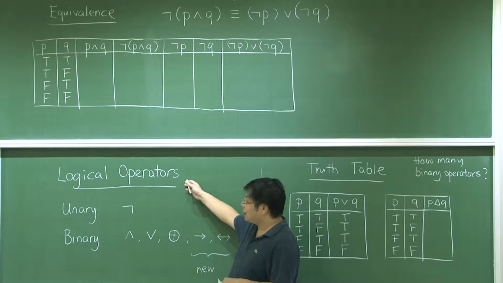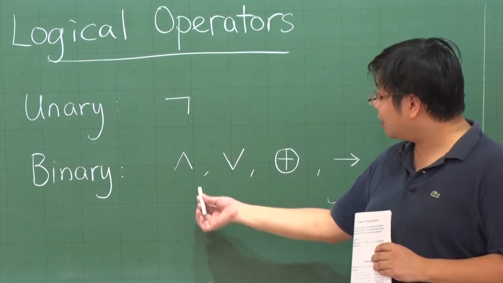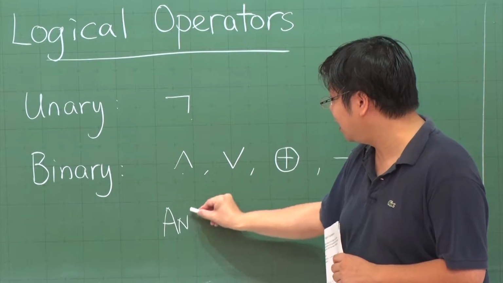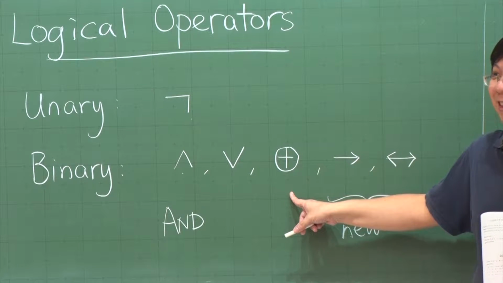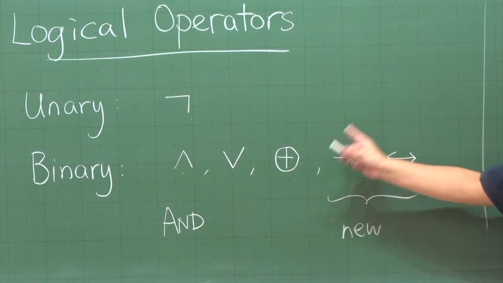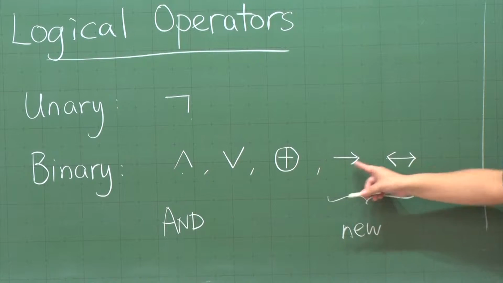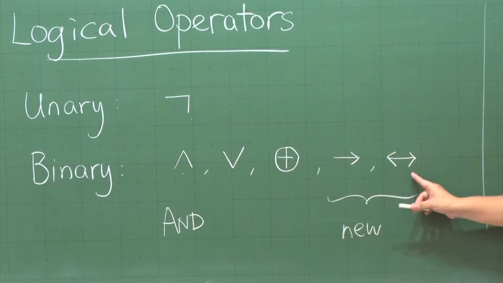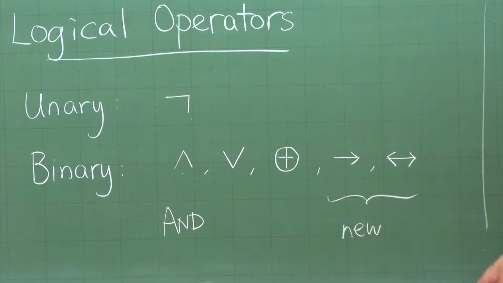We have defined some logical operators. This is the not. This is the and, which looks like a capital A. This is the or. We haven't seen these two yet, so we are going to talk about them today. This is called imply, and this is the bidirectional imply, which we call if and only if.